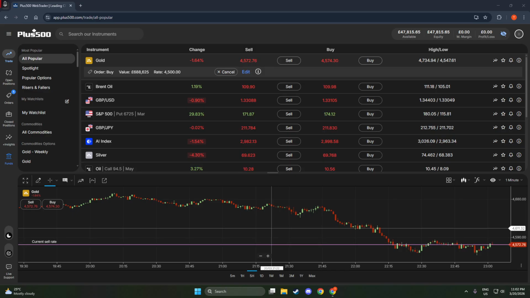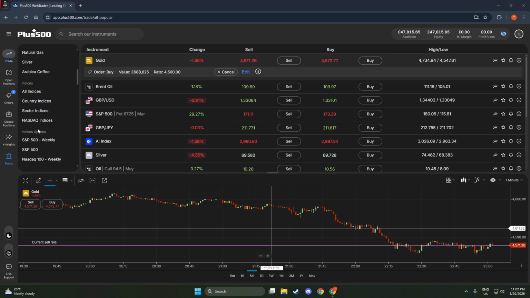First, head to the Trade or Market section. This is your hub for all available instruments. Whether you're on desktop or mobile, look for a tab or menu labeled Trade or Markets. That's where Plus500 lists everything you can trade in one place.